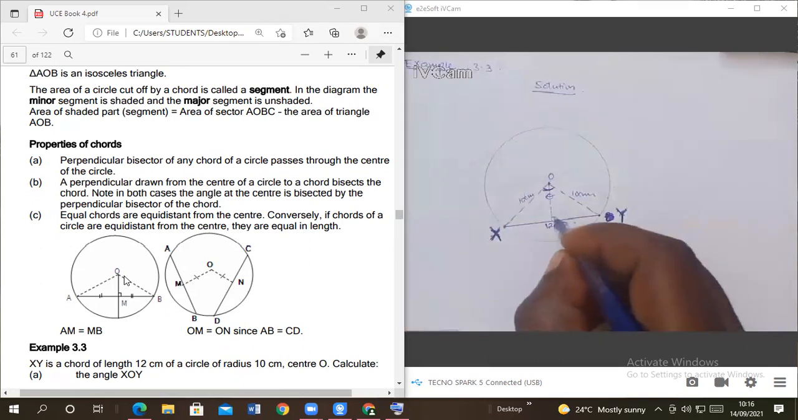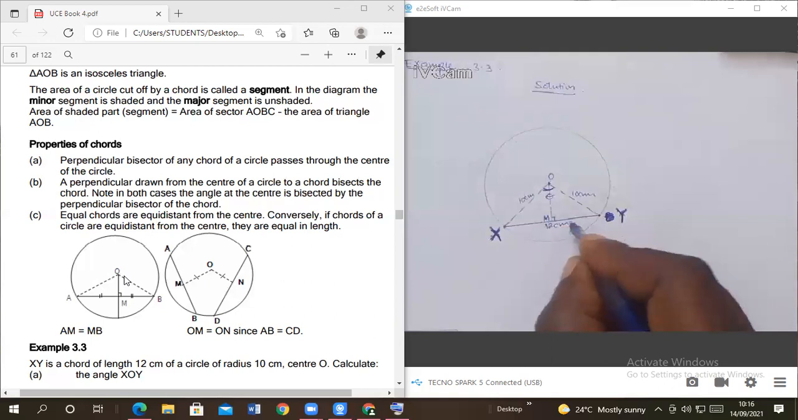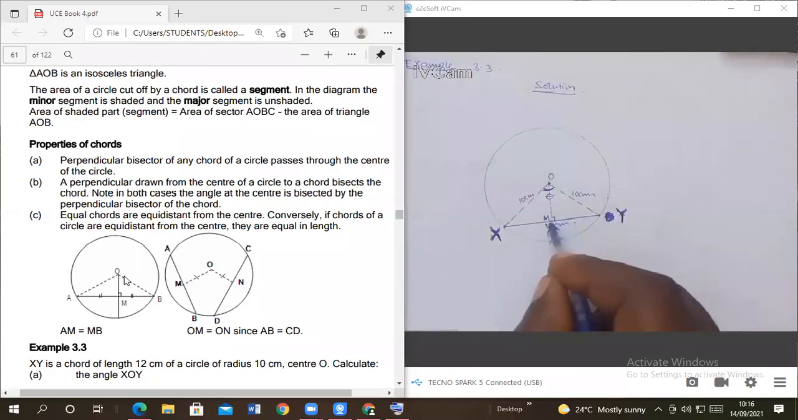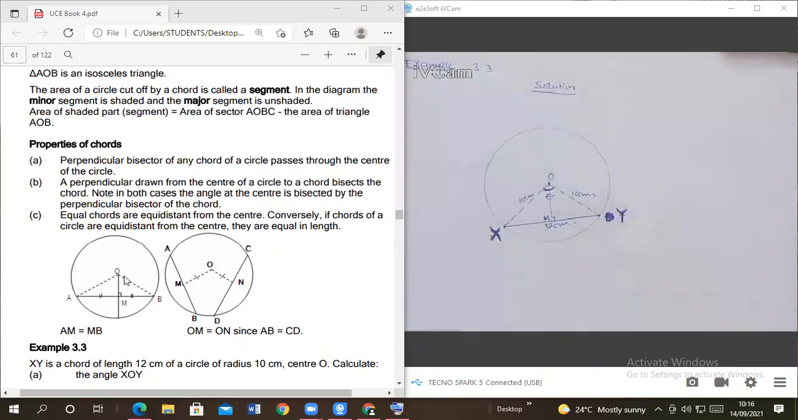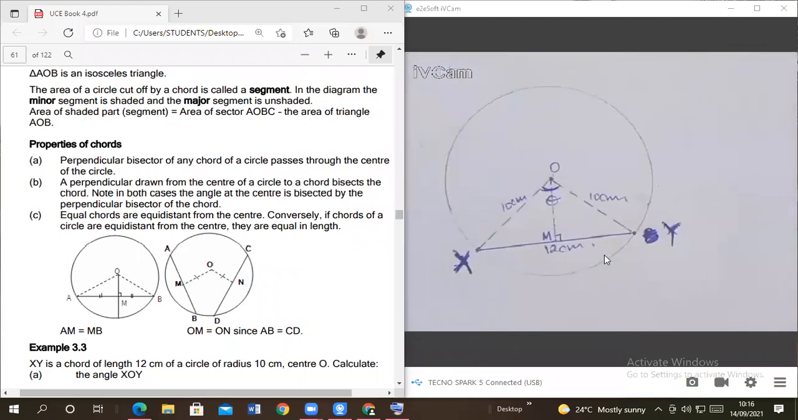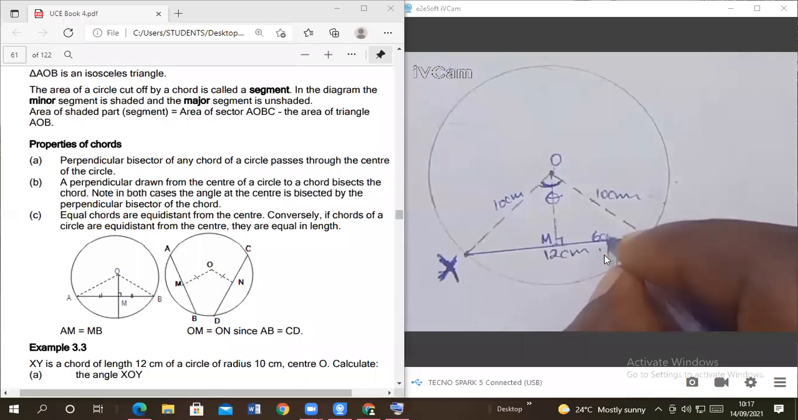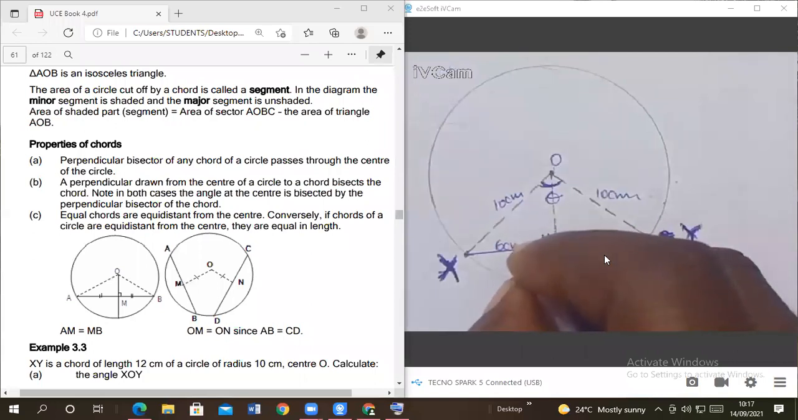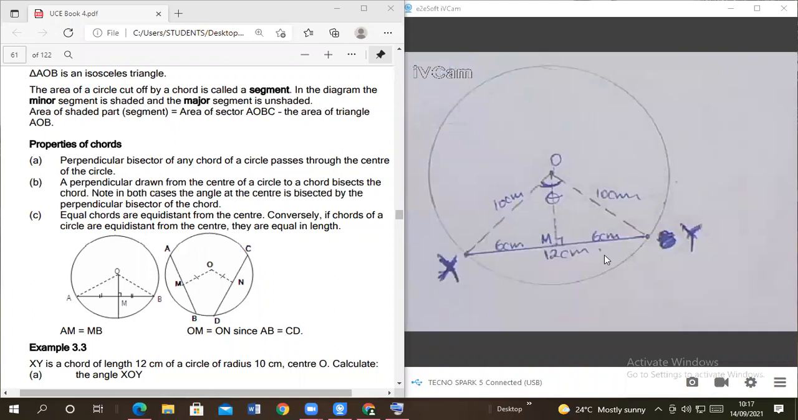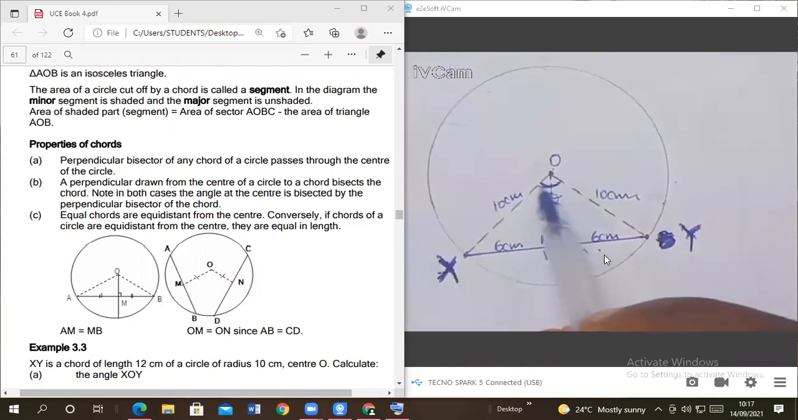If I call this point M, what is this distance MY? Six. Zoom in there, I think you can see it now. So this is 6 centimeters, and this one is also 6 centimeters, because that bisector divides the chord into two.